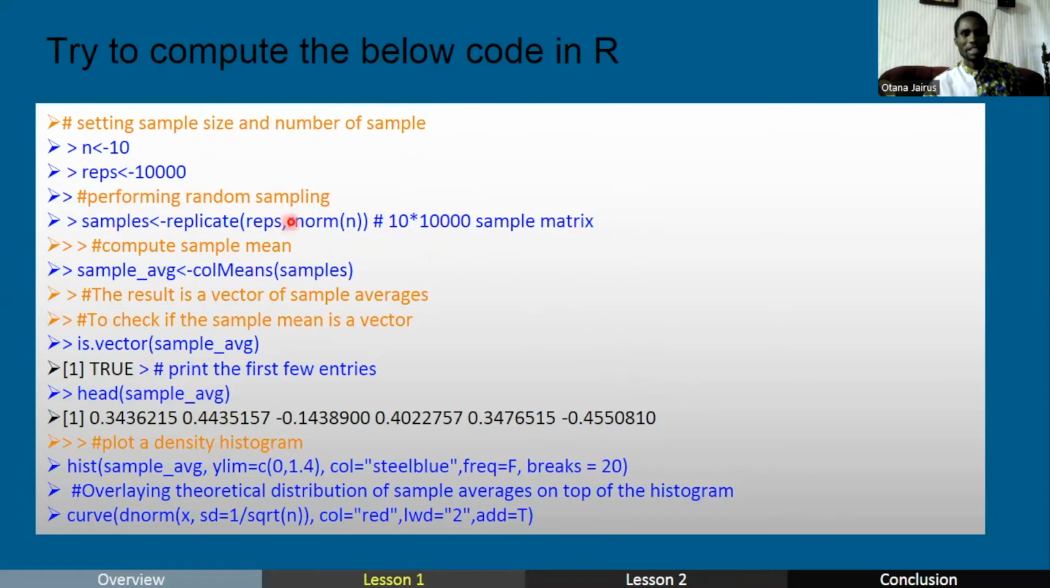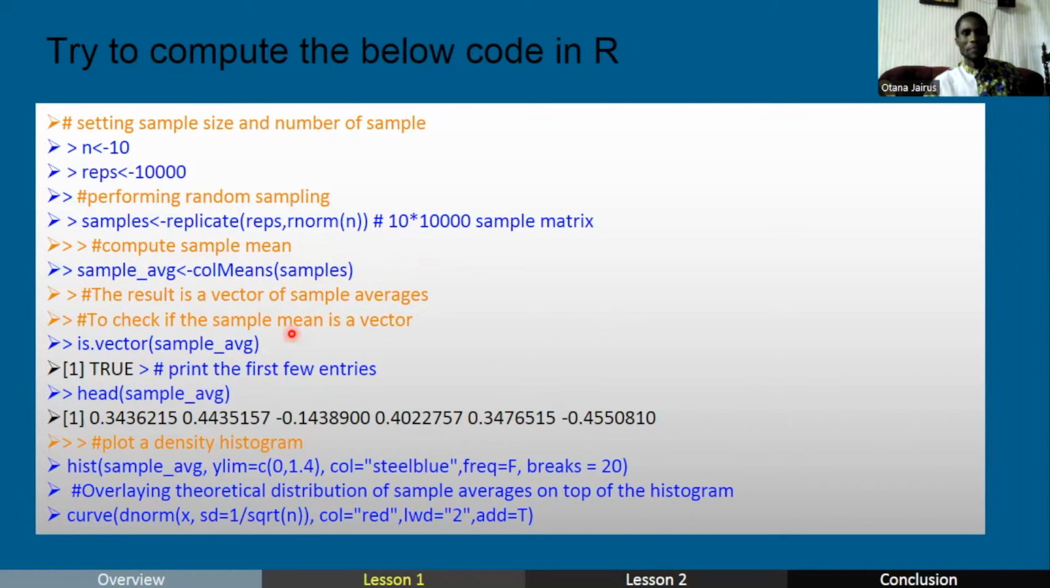The replicate, the reps, okay? It depends on the name you have given above there. Then from a normal distribution, our N, which is our sample size, go ahead and compute the sample average using our function, which is called colMeans. So colMeans will help us to compute the sample average for the columns, okay?